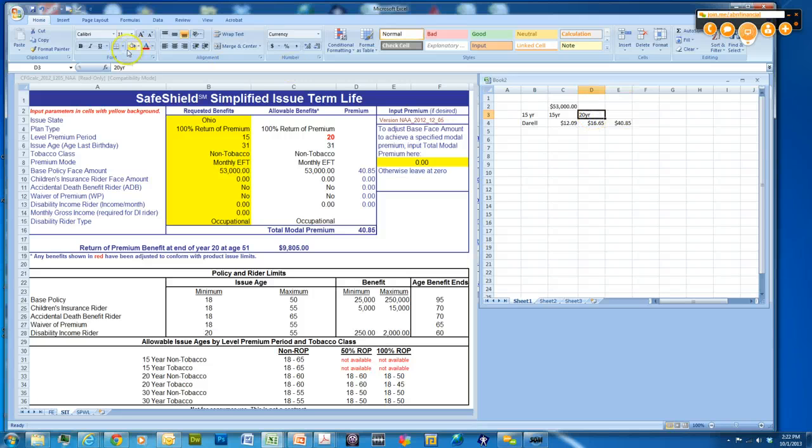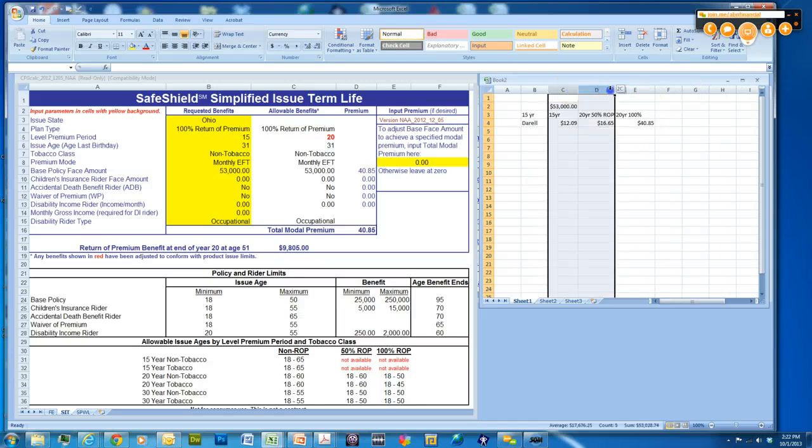So this is a 20-year 50% ROP. And then this is 20-year 100%. Now remember, I'm just writing this down so that I can easily pull it off the back of the lead. All right, I'm just typing it out for you so you can see what my table looks like. Okay, so I've got 3 different options that'll cover a variety for them.